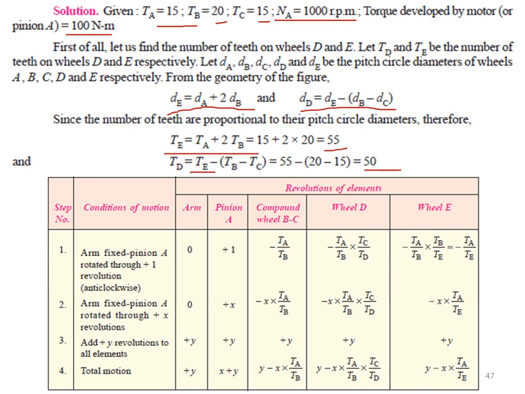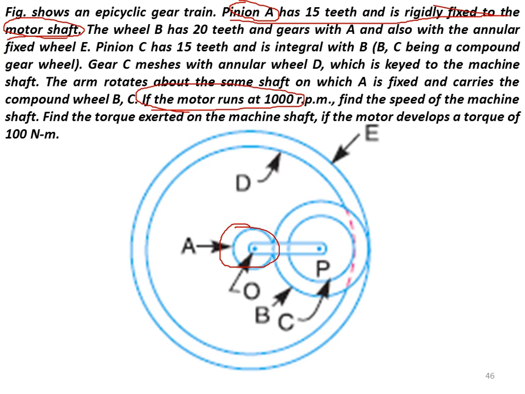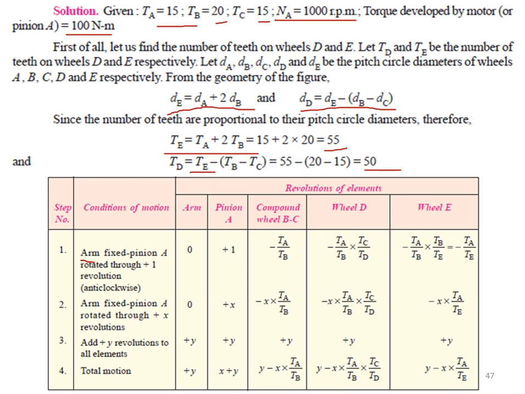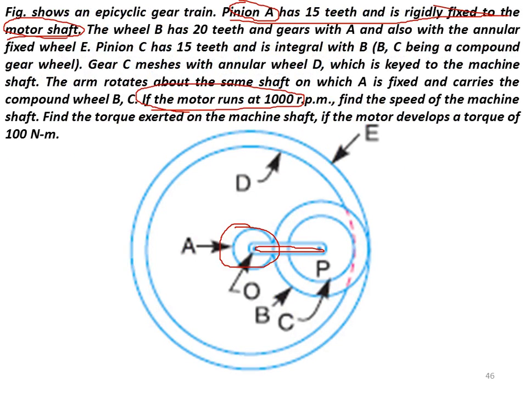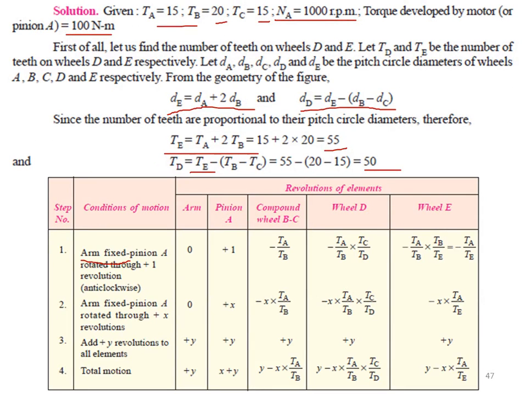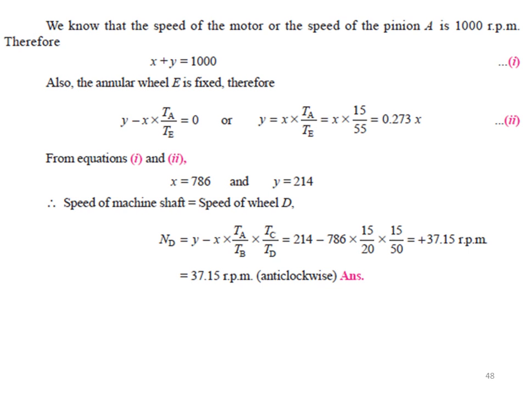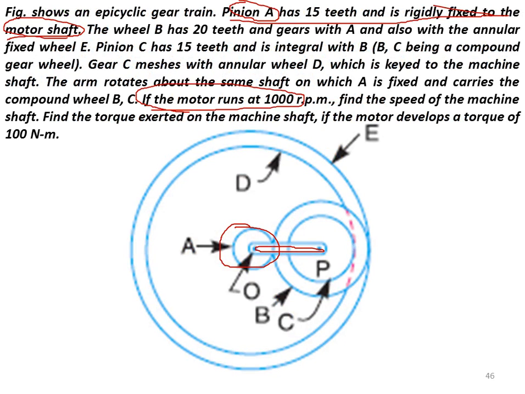Okay, so check this out, 55 and 50. Then the table of motion will be the same as what you have done in the previous method, same thing. So first we will fix the arm. This is the arm here, so the arm will be made fixed. So the arm is fixed, and we give it +1 revolution, that you need to see. So pinion A is rotated through +1 revolution, so we give motion to A.